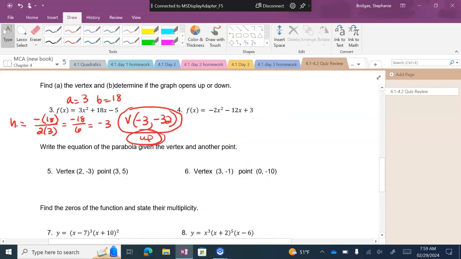All right, let's do the same thing for 4. What is A in 4? Negative 2. And what is B? Negative 12. Okay. So to find H, it's going to be the opposite of B over 2 times A. The opposite of negative 12 is positive 12. 2 times negative 2 is negative 4. And 12 divided by negative 4 gives me negative 3.